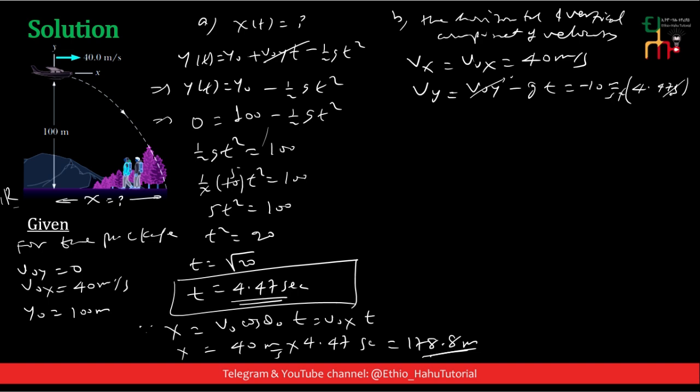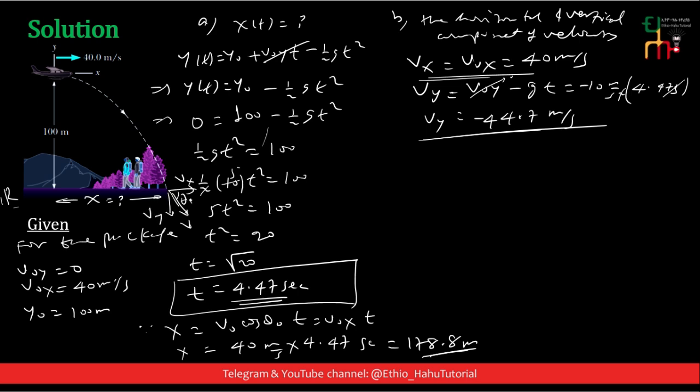1 second goes with 1 second. Minus 10 times 4.47 is equal to minus 44.7 meter per second, Vy. Therefore, this is the horizontal component and this is the vertical component of the velocity. C, the angle of impact. When this package hits the ground at this point, it has this speed, v. But this v has x component, vx, and y component, vy.